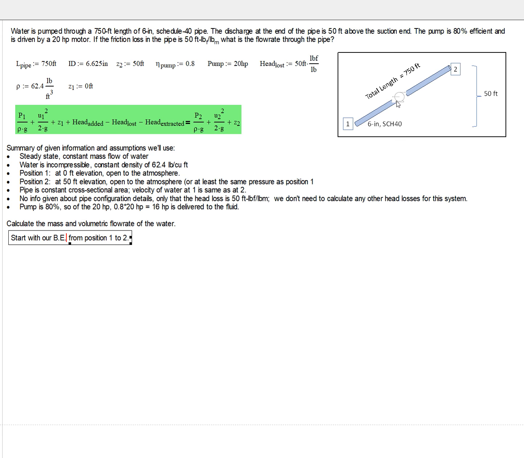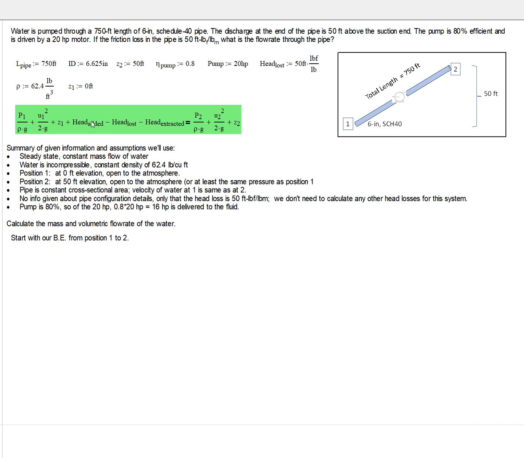What about head added? Yes, we have a pump in our system. We know what the power of the pump is. It is given to us in horsepower. It is not in head units. So we're going to use this equation to solve for the flow rate.